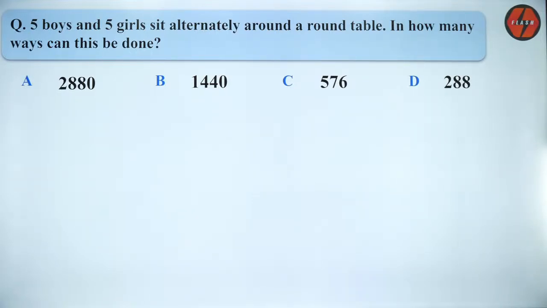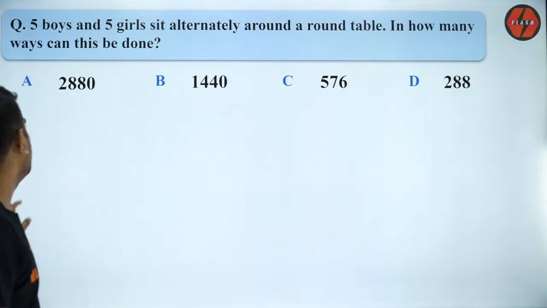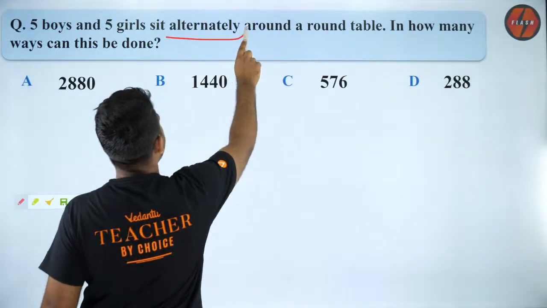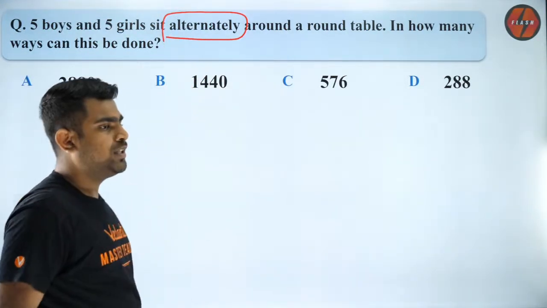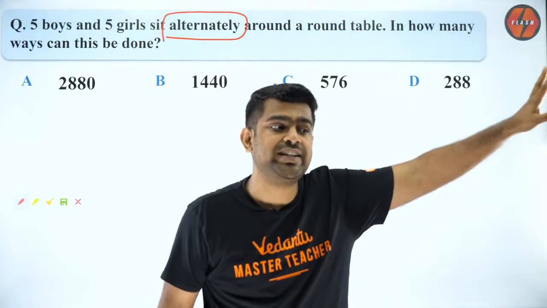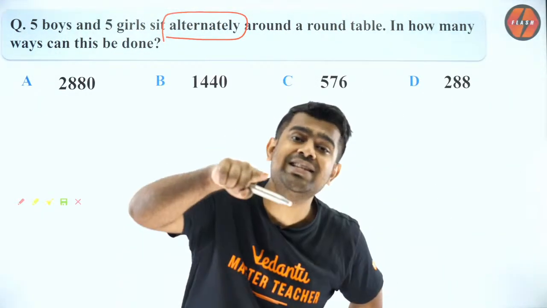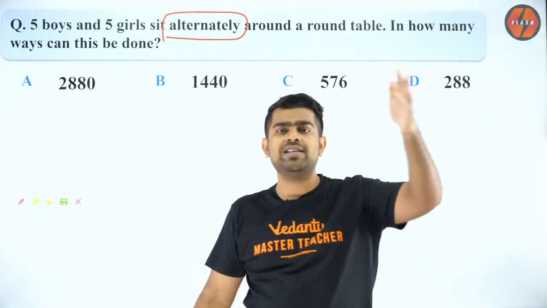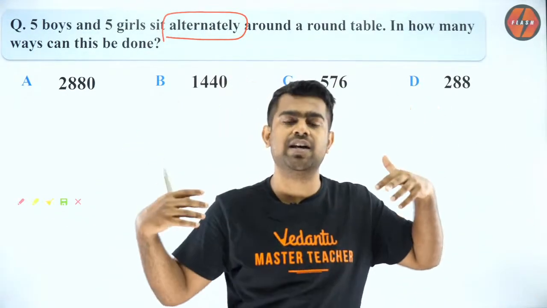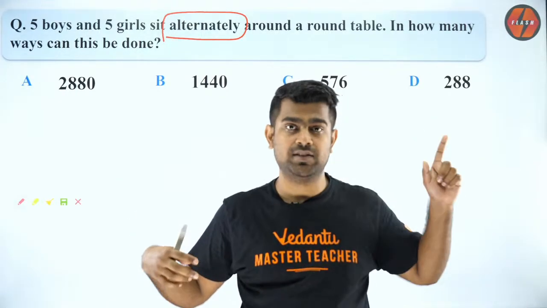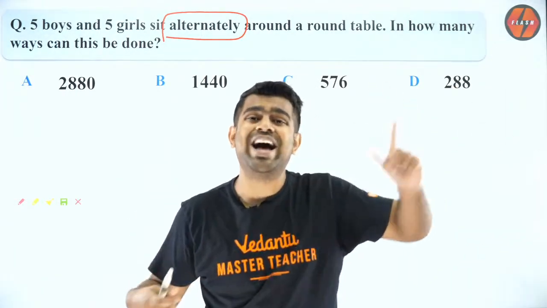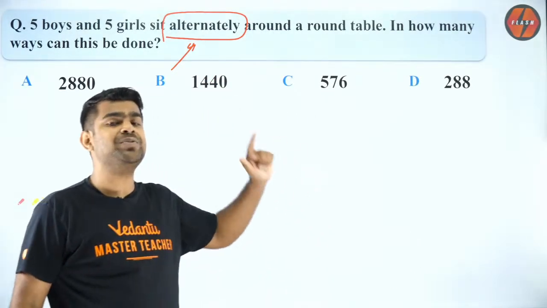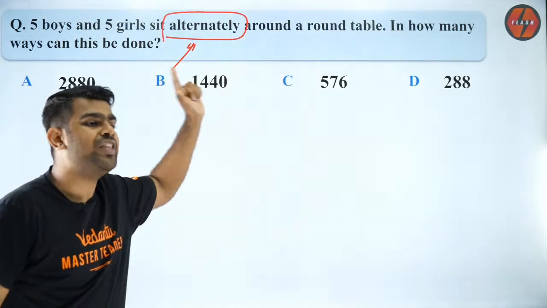Banu saying 9 factorial. No Banu, look at it carefully. Banu, it's a tough question, it's not very easy. It is not however you want to make them sit. What you said is for however they can sit. Say I just have 10 students, 5 boys and 5 girls. If I just ask them to sit in a circle, then what you told is correct. But I want to make them sit in an alternate fashion. Then how do you do it?